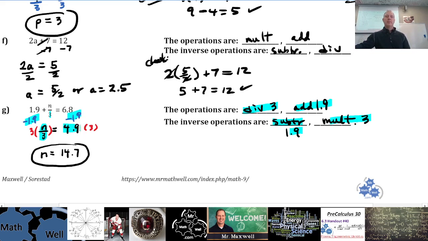And then multiply by 3. So both sides, multiply by 3. The 3s cancel out here, and we just get n equals 3 times 4.9, which is 14.7. Yeah, so this is the correct answer. You can use your calculator if you wish to solve for these. Any questions?